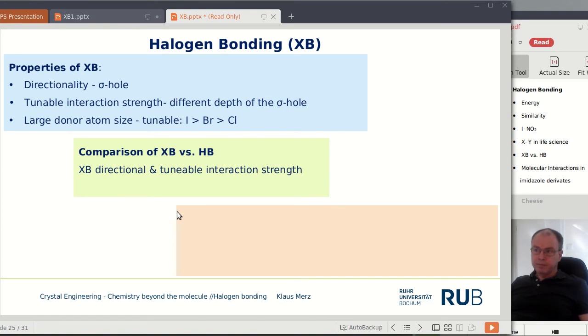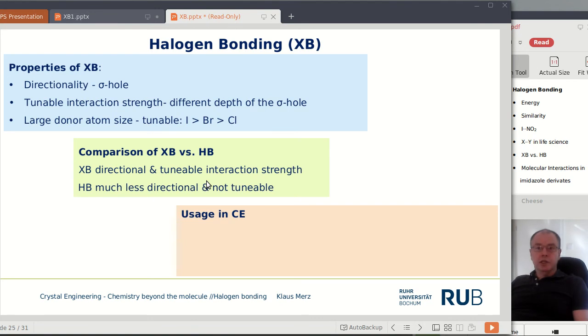Both of them, halogen bonding and hydrogen bonding, are directional, but only the halogen bond is tunable. This is very important. The hydrogen bond is not really tunable.